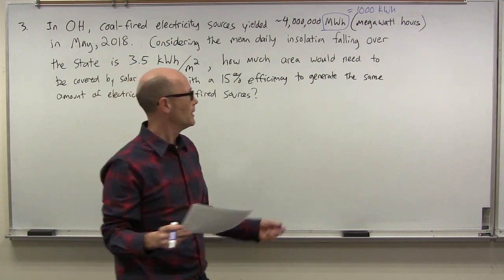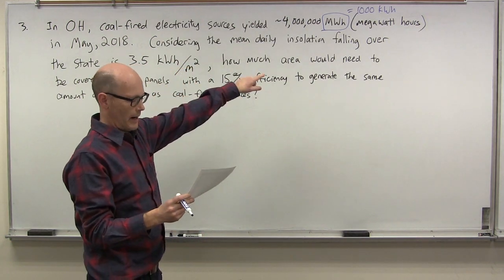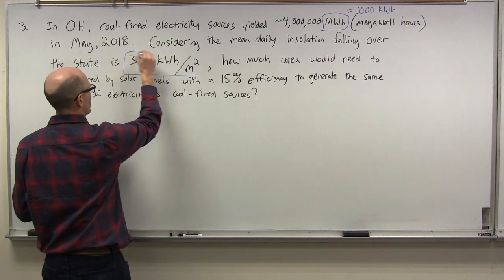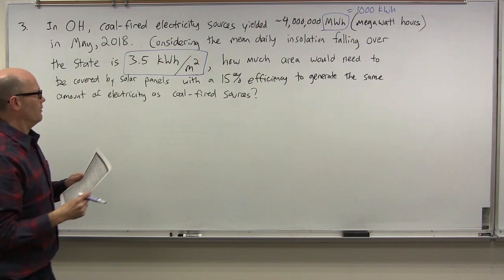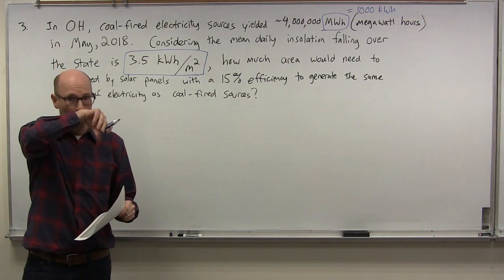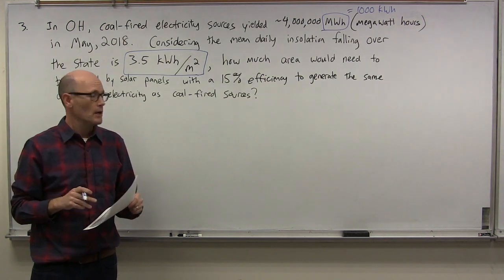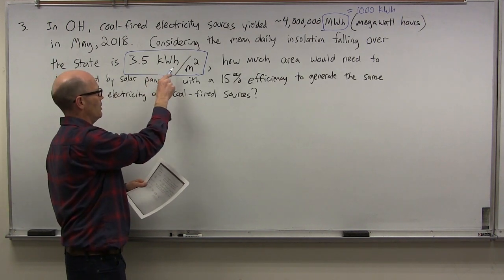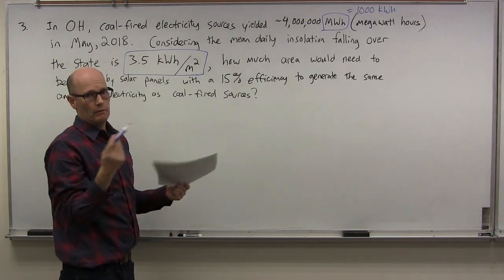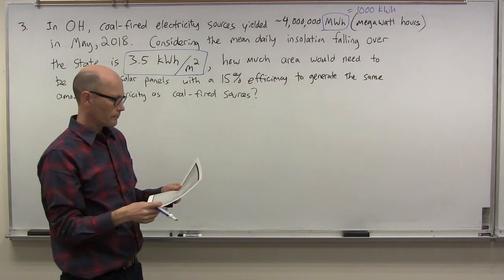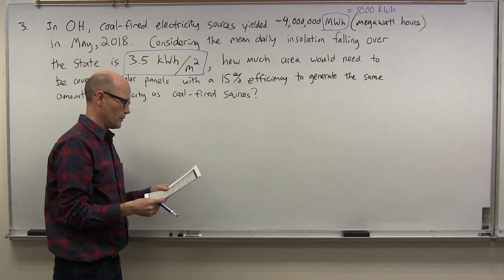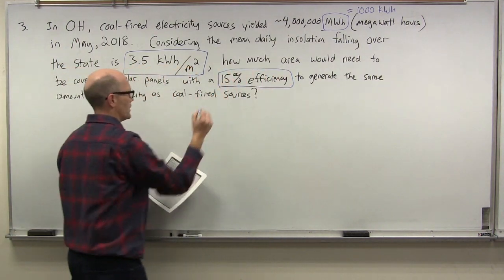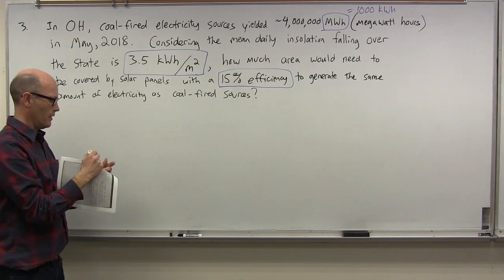All right, the other thing to remember is that this unit is a flux density, sort of. It's an energy per square meter. So it's also that non-SI unit of energy, kilowatt hour, per square meter or per area. And then of course, the solar panels are only 15% efficient. So these are the key pieces of information that we have to work with.